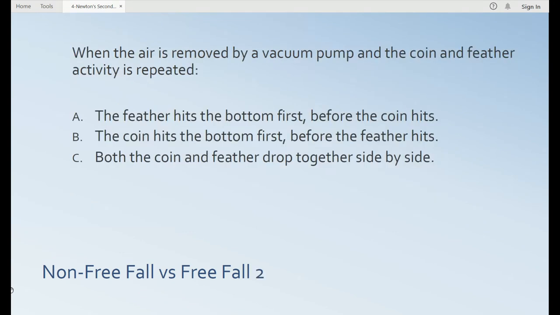But now let's take the air out of our tube with a vacuum pump and drop our coin and feather again. So now the coin and feather are falling in just free fall with no air resistance. What do you think is going to happen? Is the feather going to hit the bottom first? Is the coin still going to hit the bottom first? Or are they going to fall together side by side?